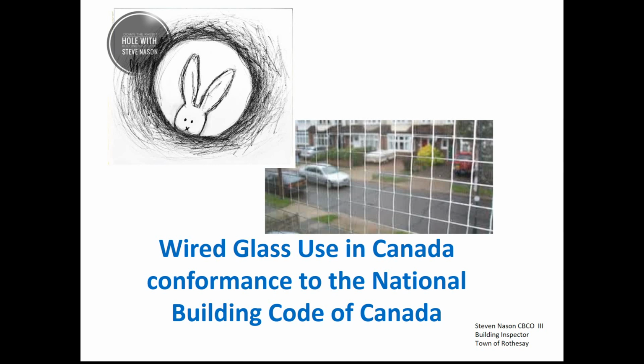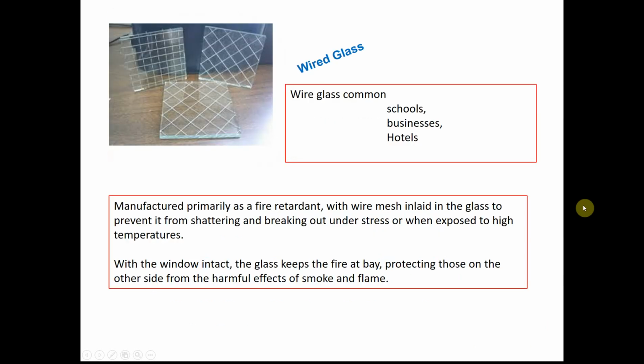Today we're talking about wire glass use in the Canadian National Building Code. So let's have a dive down in the rabbit hole and have a look at this wire glass issue. As you know, wire glass is common in schools, businesses, and hotels. It's primarily designed as a fire retardant within a closure, a door or window. The window is to stay intact and keep fire at bay, protecting those on the other side of the wire glass. So basically it's supposed to stay in place in case of fire.